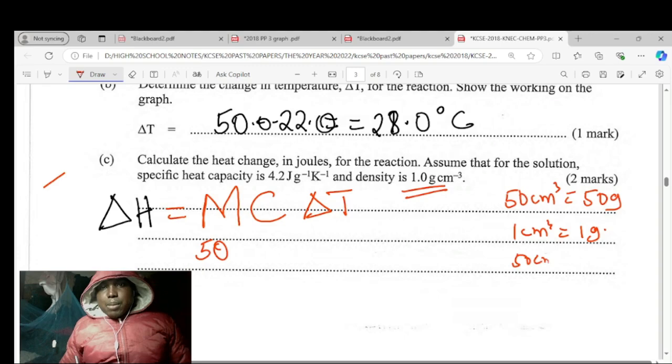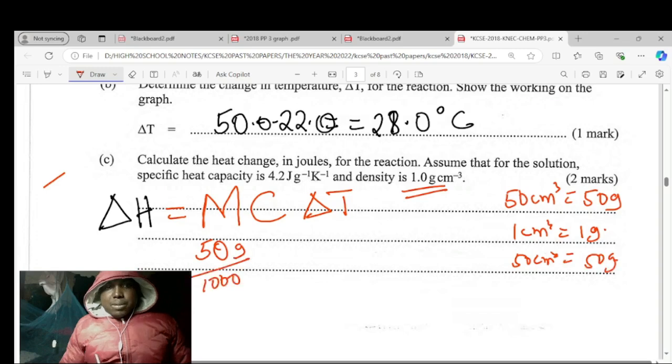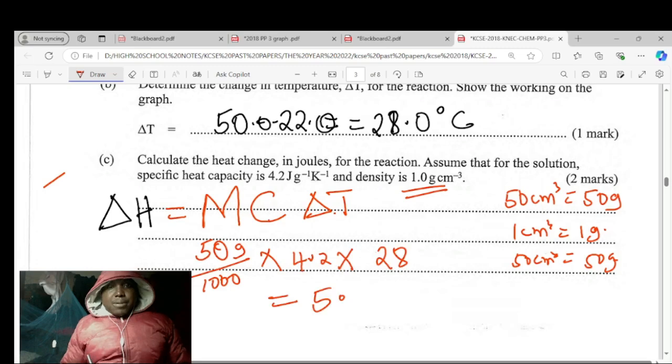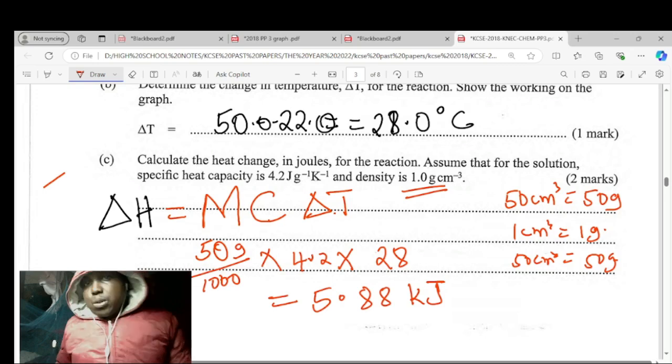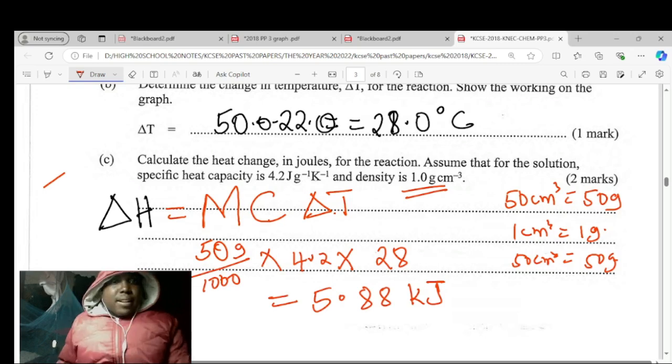We divide it by 1,000 to change this one into kilograms, and then times specific heat capacity tumepewa 4.2 times temperature change, which is 28. So when you multiply this, you get 5.88 kilojoules. Kilojoules, J should be written in capital letters because it is the name of the owner who came up with this energy changes. So that is the heat change.